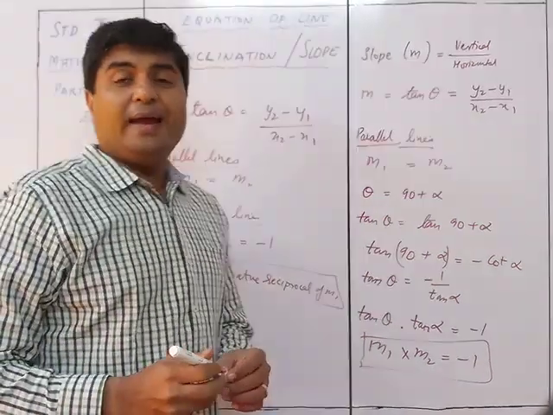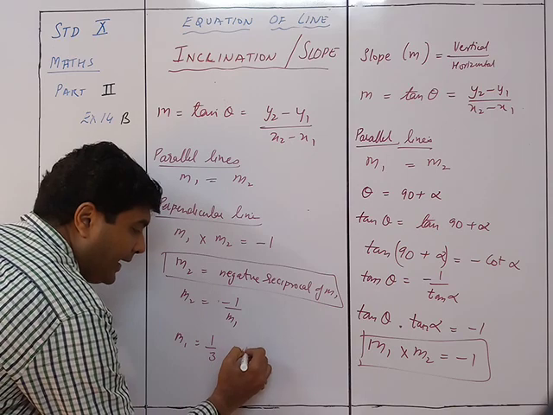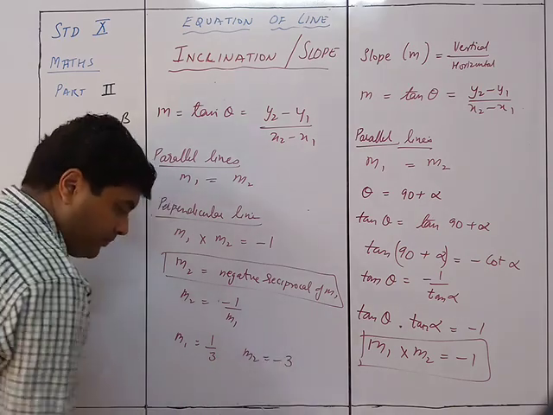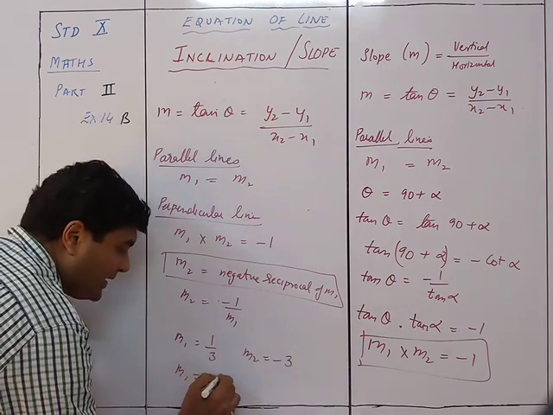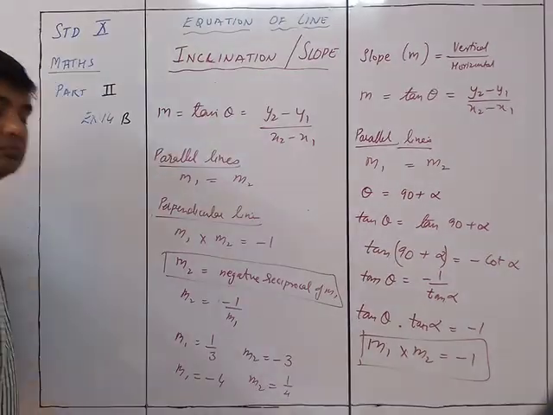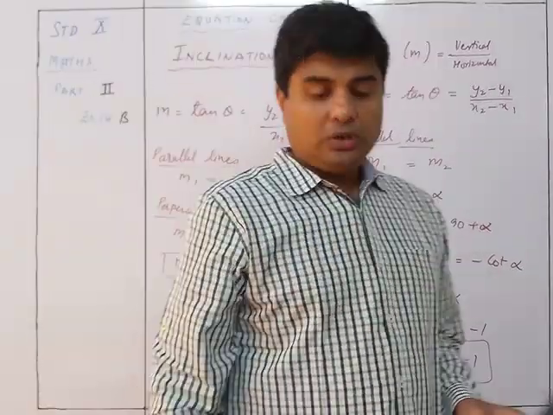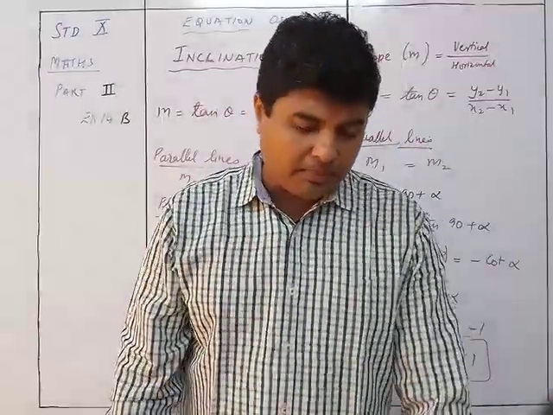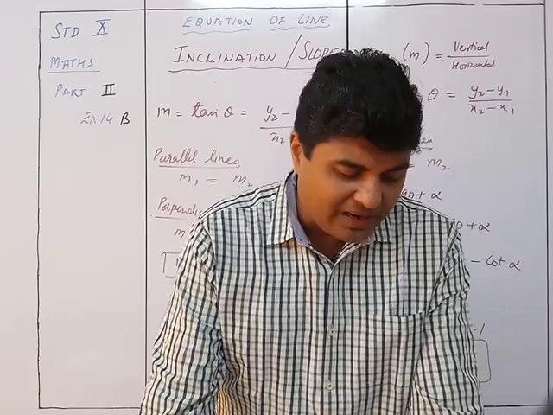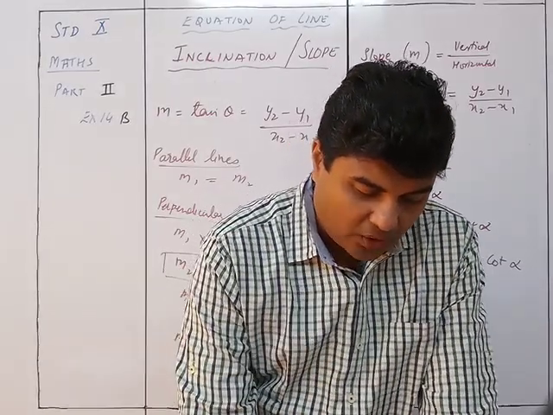So if m1 is equal to 1 upon 3, m2 will be equal to minus 3. If m1 is equal to minus 4, m2 will be equal to 1 upon 4. Negative reciprocal. Understood? So these are the main formulas to be used in this particular part of the exercise.